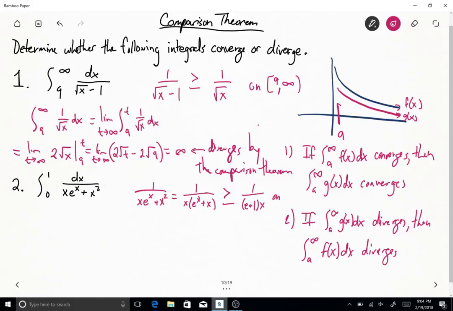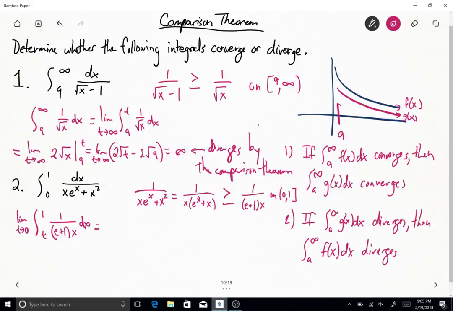So the key component is, this is on the interval 0 to 1. Well, I should be careful. The 0 is not included because this is an improper integral. So on 0 to 1, let's take a look at the integral. Let's do the limit as t approaches 0 of the integral from t to 1 of 1 over e plus 1 times x dx.